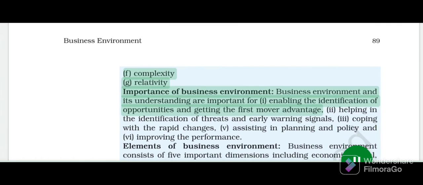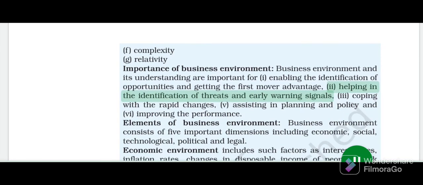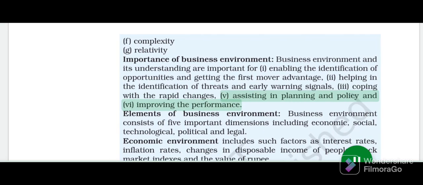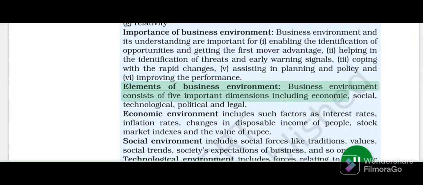2022-23 Business Environment 89. f. Complexity. g. Relativity. Importance of business environment. Business environment and its understanding are important for: i. Enabling the identification of opportunities and getting the first mover advantage. ii. Helping in the identification of threats and early warning signals. iii. Coping with the rapid changes. iv. Assisting in planning and policy formulation, and v. Improving the performance. Elements of business environment.